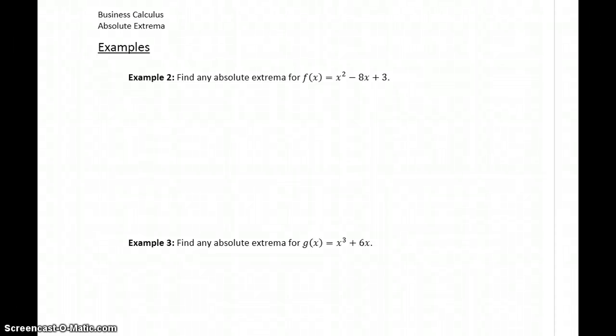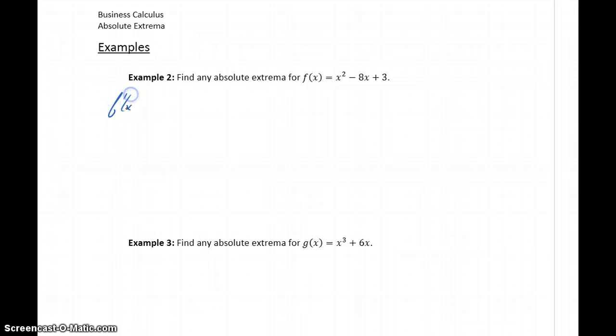In example 2, we're given a function with no domain restrictions. It's a polynomial function, so it's continuous everywhere. Since we have no domain restrictions, what we're going to do is start off by finding any local extrema, and then see if we can also determine that any of those local extrema are also absolute extrema.